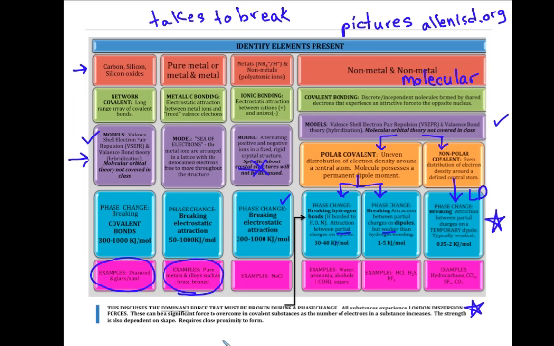And then we're going to move on to intermolecular forces and some of the other properties in addition to boiling and melting and phase transitions.